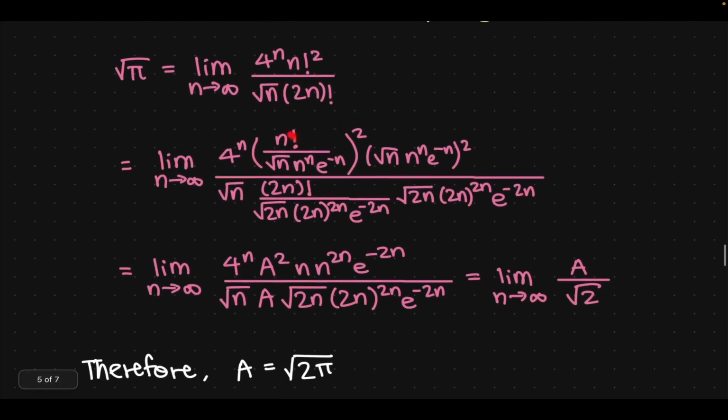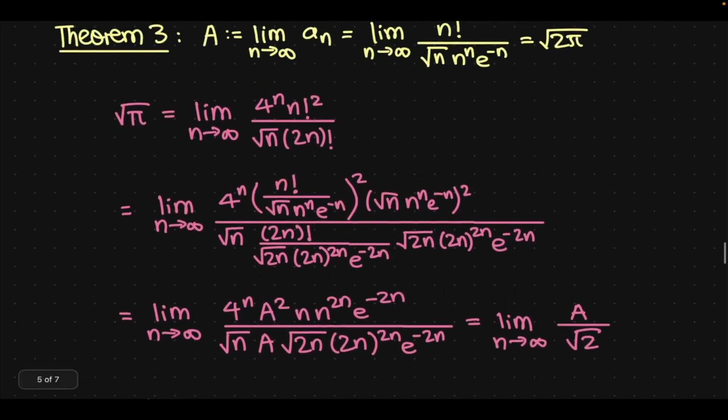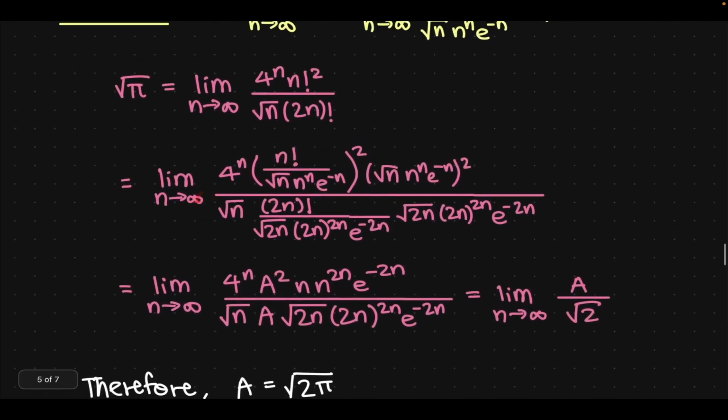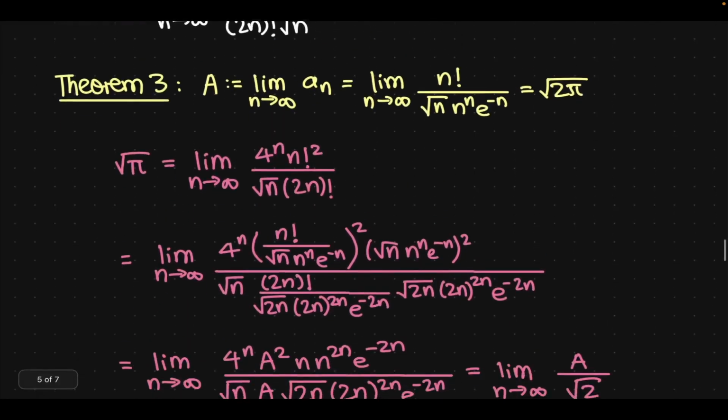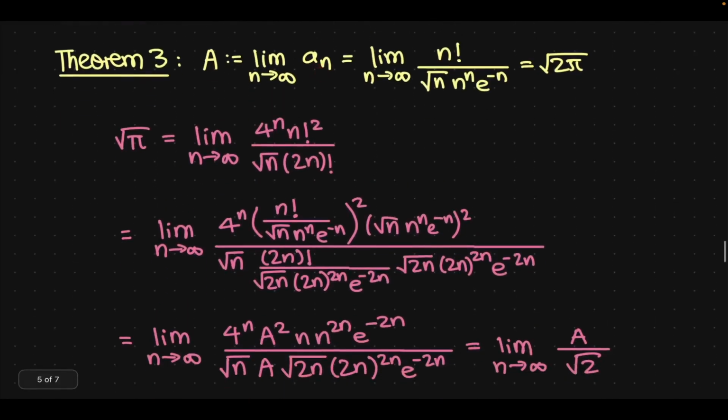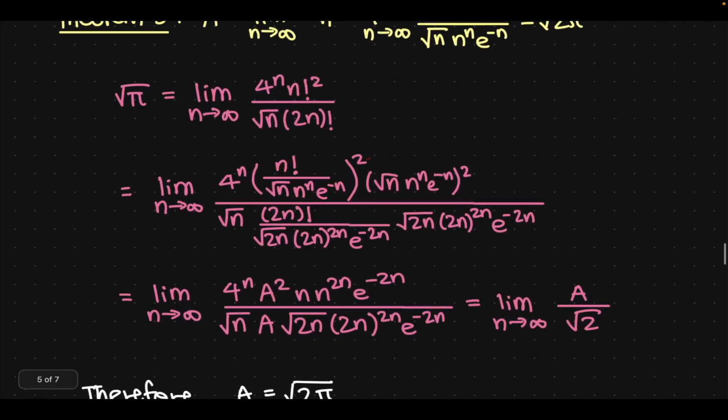Now notice that this is actually just A, right? Because we can split this into a product of limits. We know that this thing in the bracket here that's being squared is a_n, and we know a_n converges, so we can write this as a product of limits. And when we operate the limit on this, it just gives us A squared. The factor in front we can just simplify out: n times n to the 2n e to the minus 2n divided by square root n.